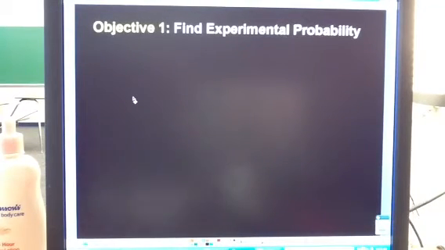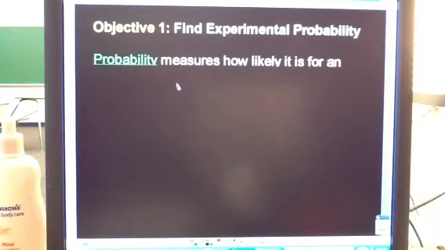Okay guys, so today, Objective 1, we're going to get started with our probability unit. Objective 1 today is going to be to find experimental probability. This is the very intro topic to the different probabilities that we will be finding. So first, let's go ahead and define probability.